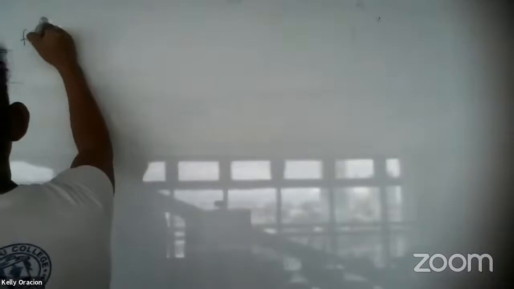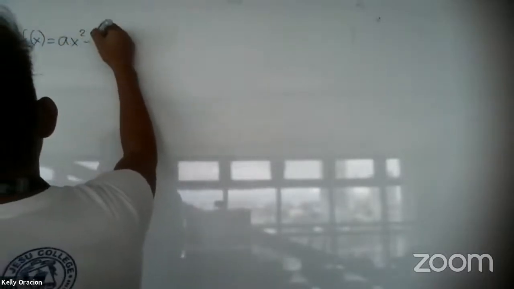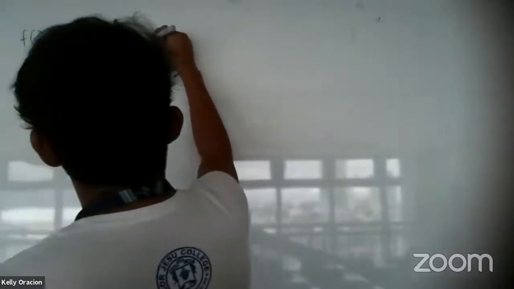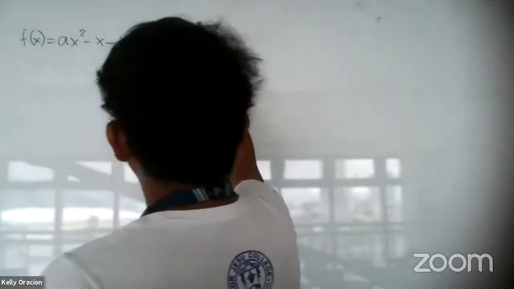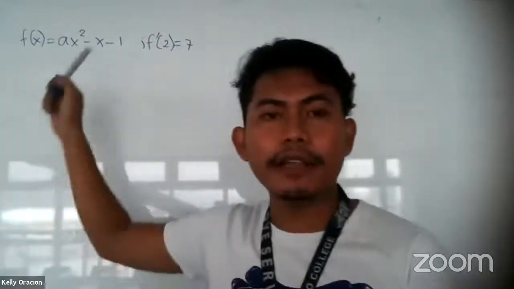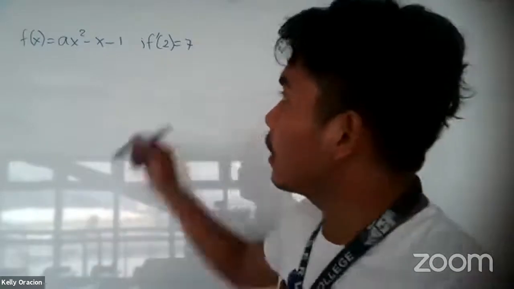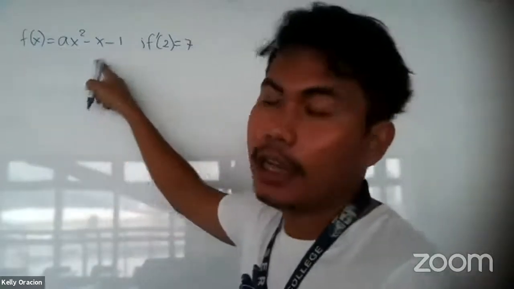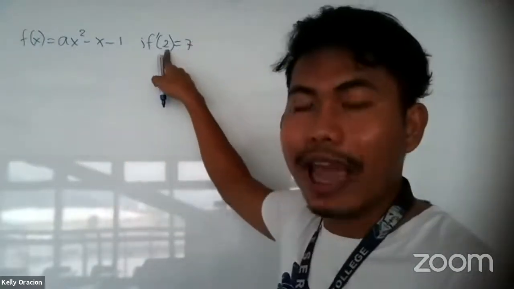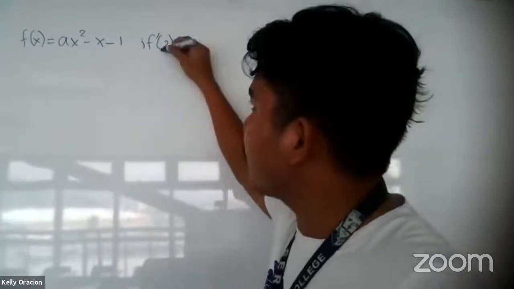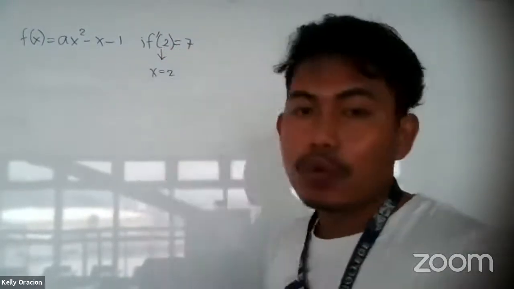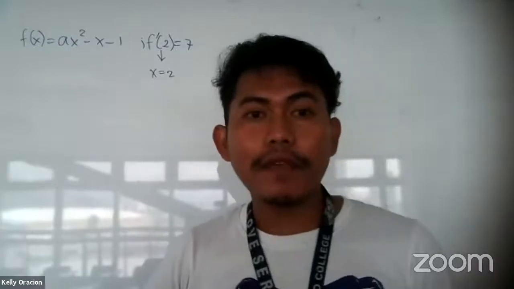Okay, let's answer your assignment. This is your assignment. You are going to find the value of A, and the given is the given function. Take note, f prime of 2 means the value of your x is 2.